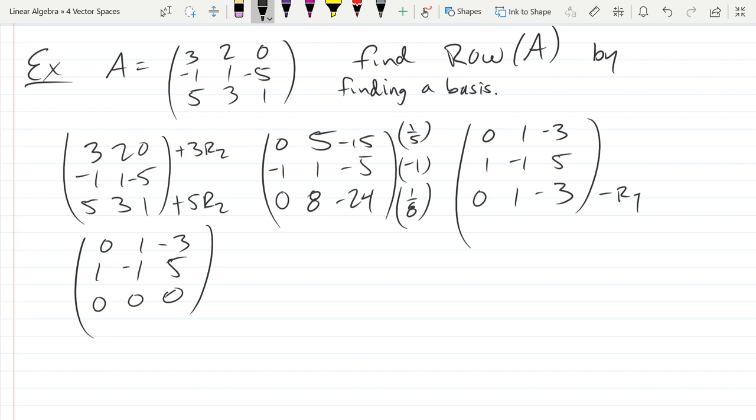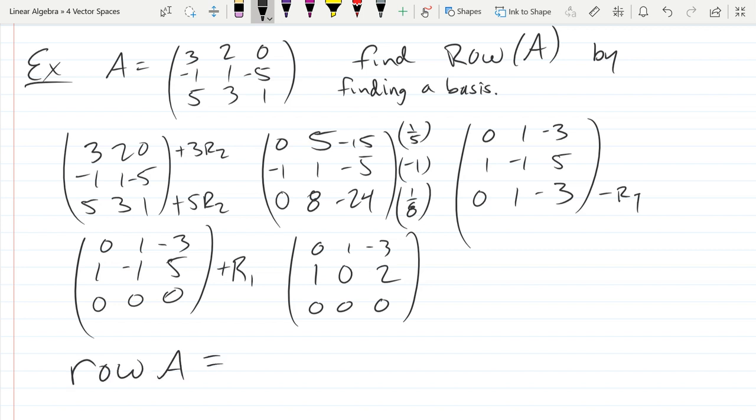So this matrix right here, I could stop, but let's go ahead and make an even nicer basis. I can reduce column 1 a little bit more. So we'll go plus row 1. And that's as good as it's going to get.